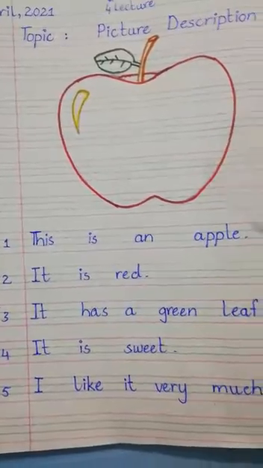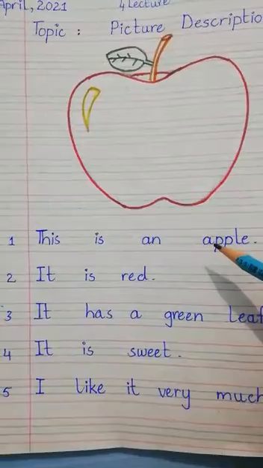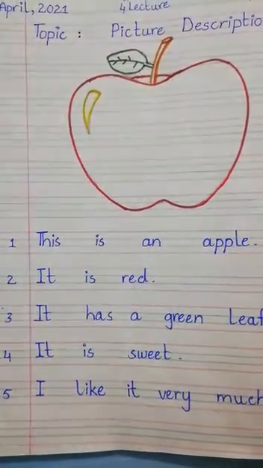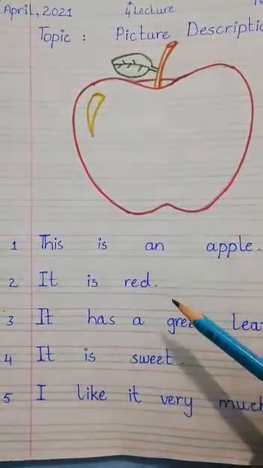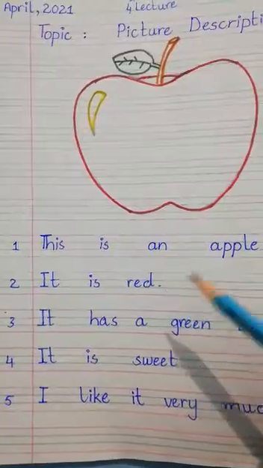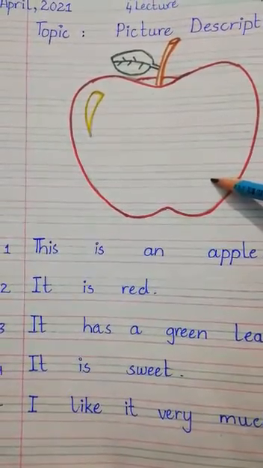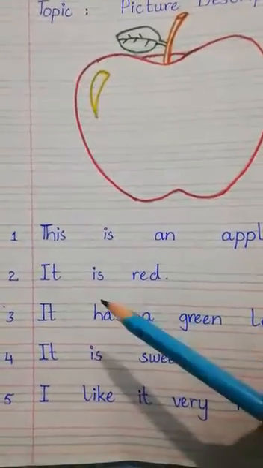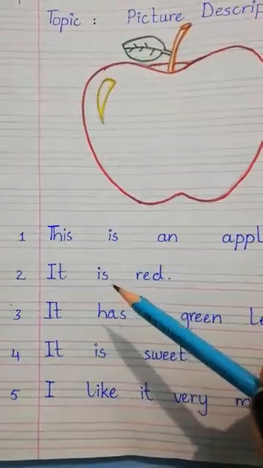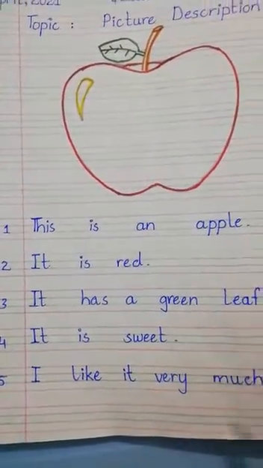Now it's time to describe the picture. So here we will write the sentences. What we will write? We will write the sentences. Your sentence number 1 is, what is this? This is an apple. So here you will write, this is an apple. What you will write? This is an apple. Very good. Your second sentence is, it is red.